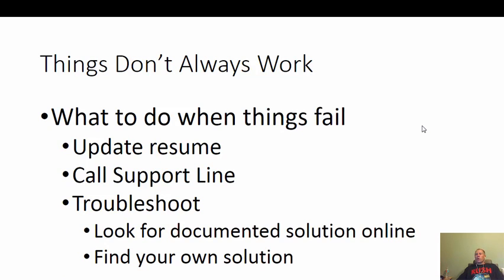So things don't always work as expected. And when things go wrong, there's certain things you can do. The first one, I would recommend to update your resume. And the second one, perhaps to call a support line for a particular product or vendor in which you are working. And the third thing, I would troubleshoot. So when we troubleshoot, we look online for possibly a documented solution. The other option is to find your own solution.